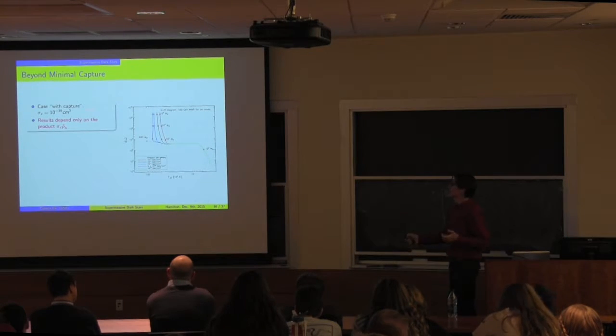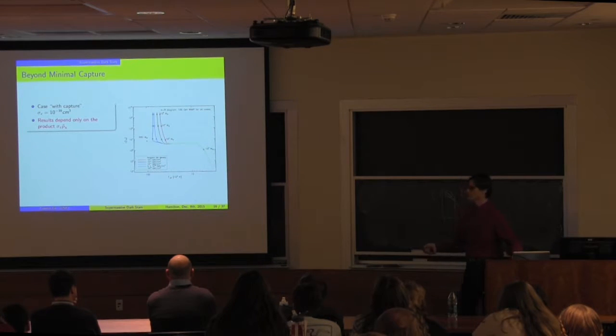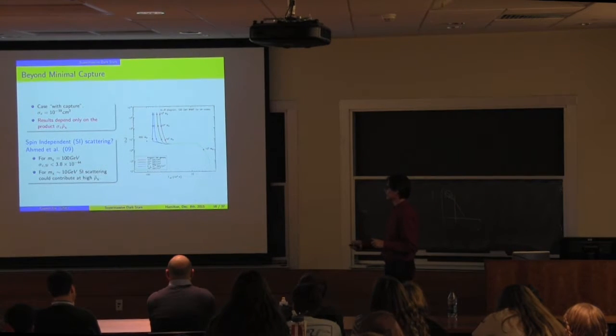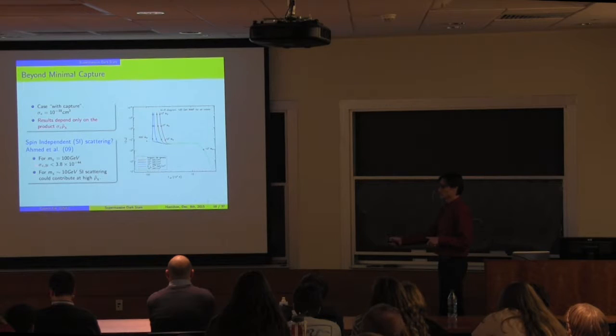So that makes sense. Now, I have to tell you that the results depend on this product. So if you strengthen this, which is a bound, you're going to have to play back with the dark matter densities to get the same results. It's the product that matters. There's another kind of scattering, the spin-independent scattering, for which the bounds are way more stringent. And in this case, capture could contribute only if you have a very high dark matter density, just because this is so much smaller.